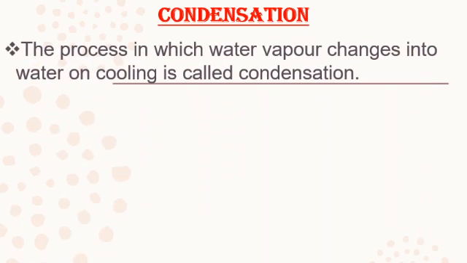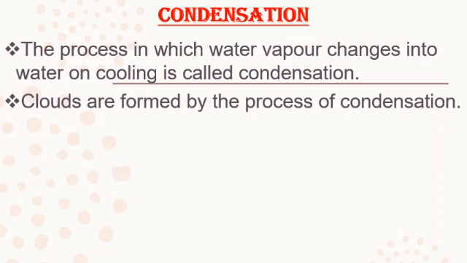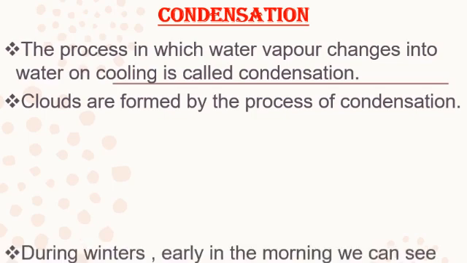Now condensation, like evaporation, there is a process known as condensation. The process in which water vapor changes into water on cooling is called condensation. In evaporation, it was because of hotness, and in condensation, it is because of cooling. Clouds are formed by the process of condensation, right? From evaporation, the water vapor gets into the air, and when the clouds are cooled down, that is condensed, they give out rain.